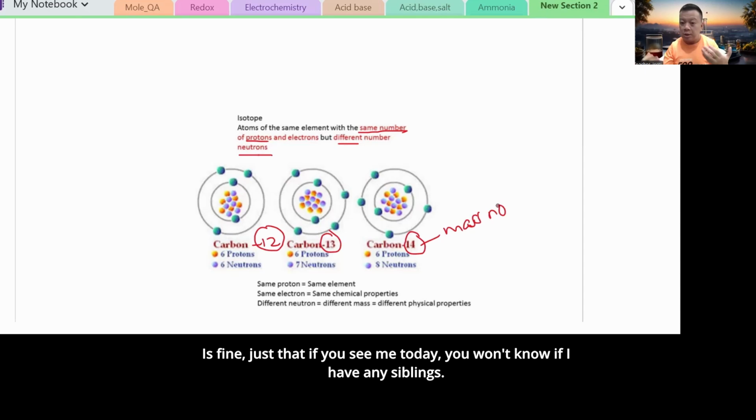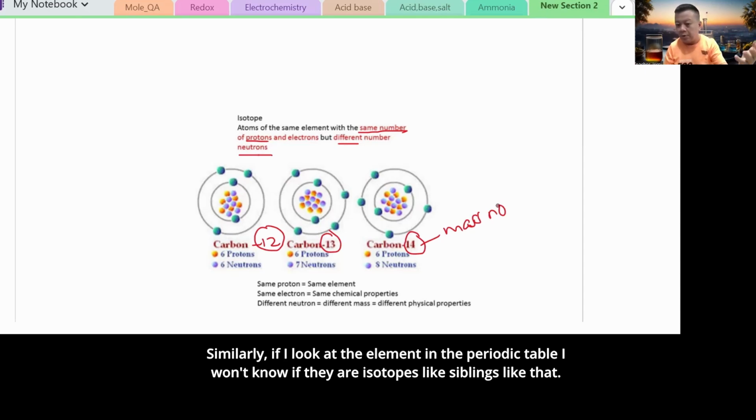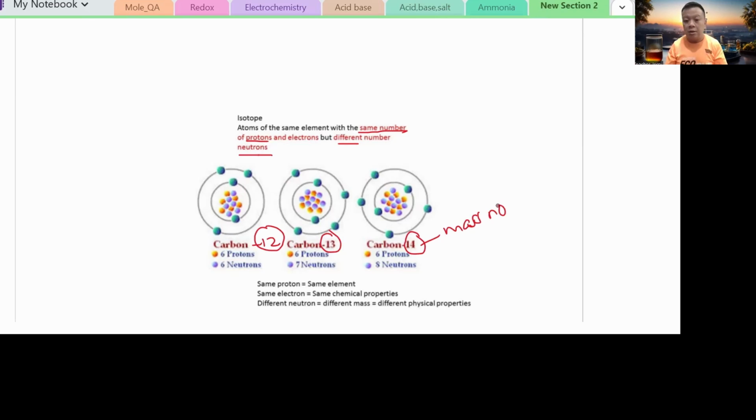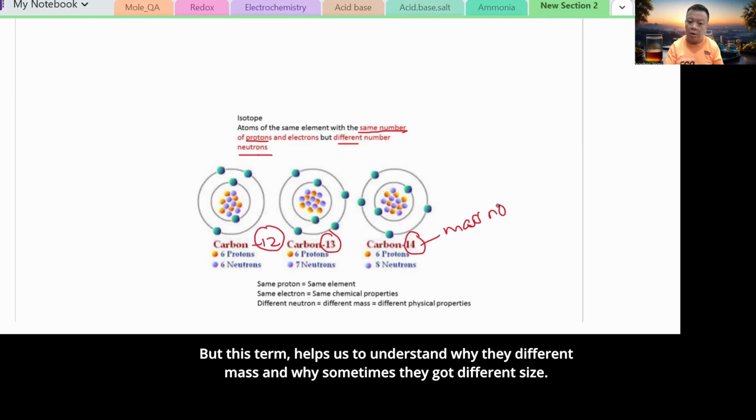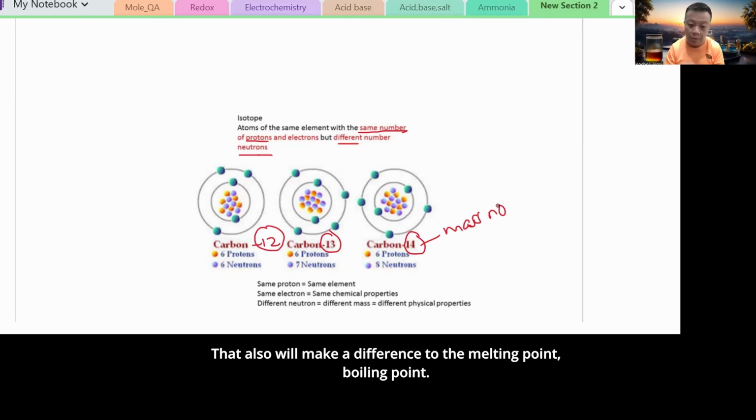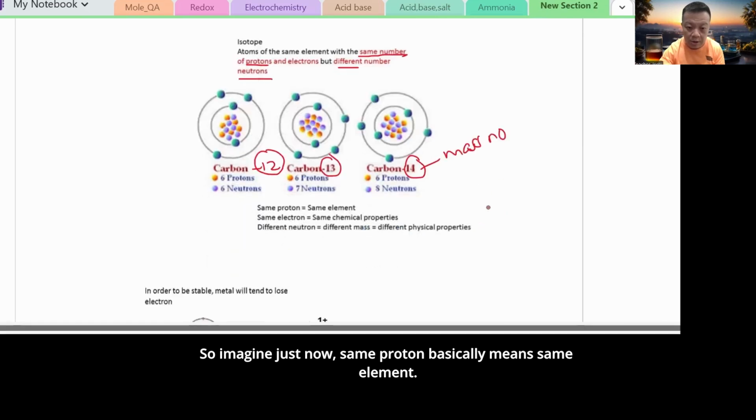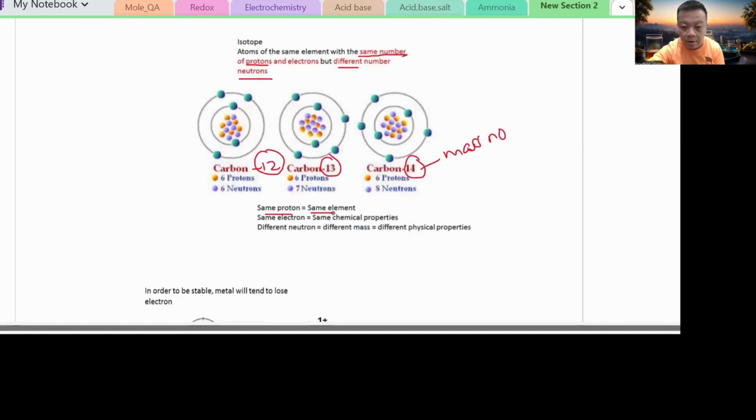It's fine. It's just like if you see me today, you won't know whether I have any siblings. Similarly, if I look at an element in the periodic table, I will not know they have isotopes, like siblings. But this term helps us to understand why they have different mass and why sometimes they get different size, that also will make a difference to the melting point, boiling point.